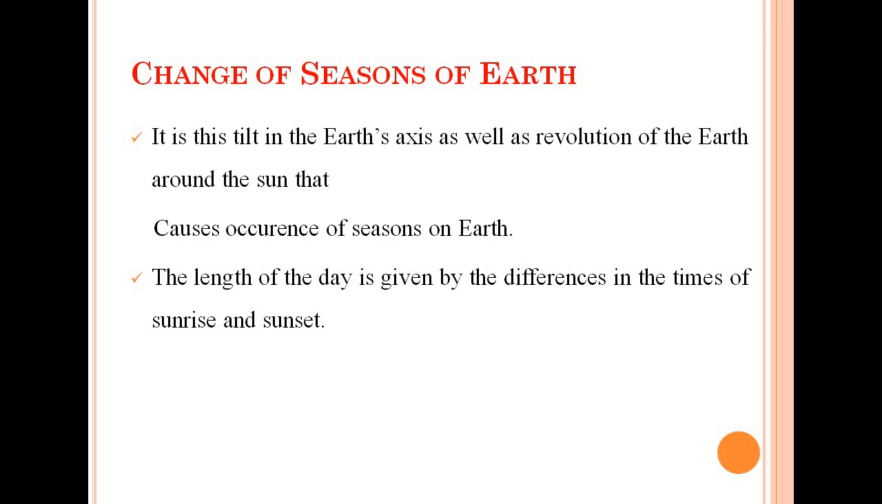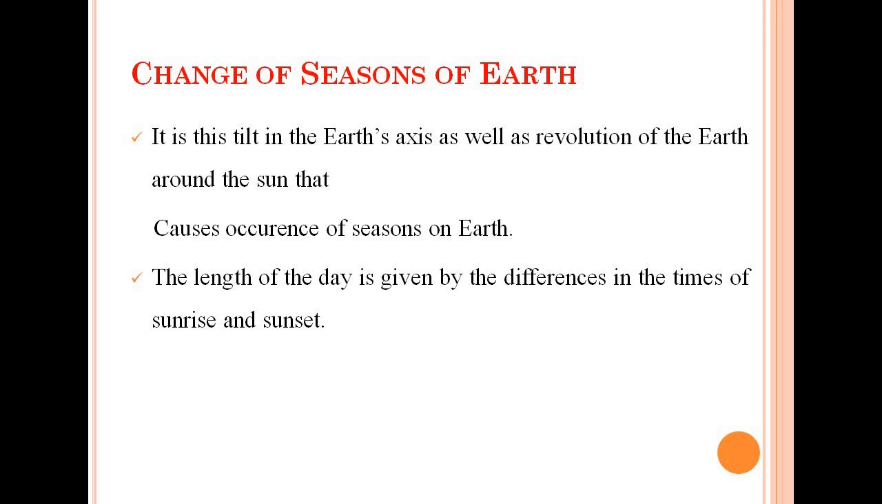Now, the inclination would have been 0 if the earth's axis was perpendicular to the plane of its orbit around the sun. So it is this tilt in the earth's axis as well as the revolution of the earth around the sun that causes the occurrence of the seasons on this earth. We will understand it through the figure that I have given you in the next slide.